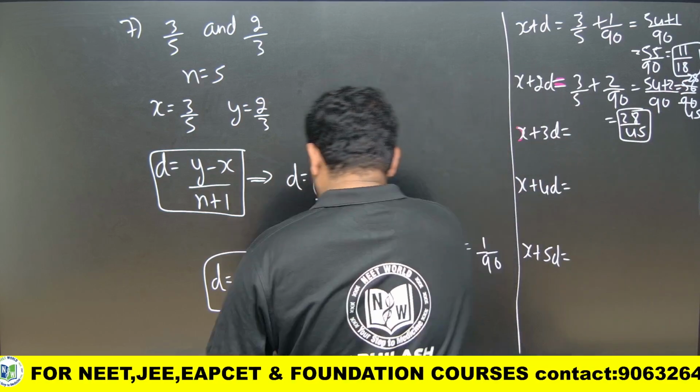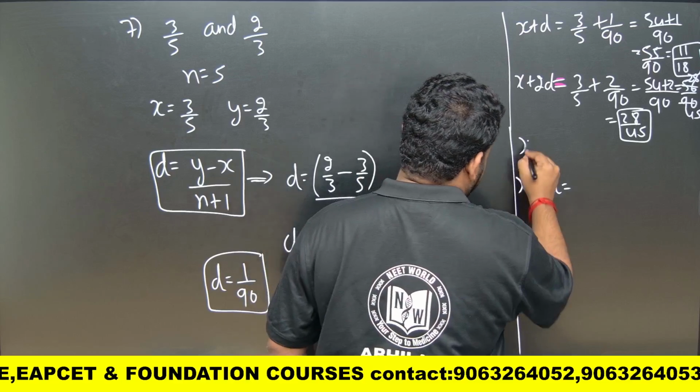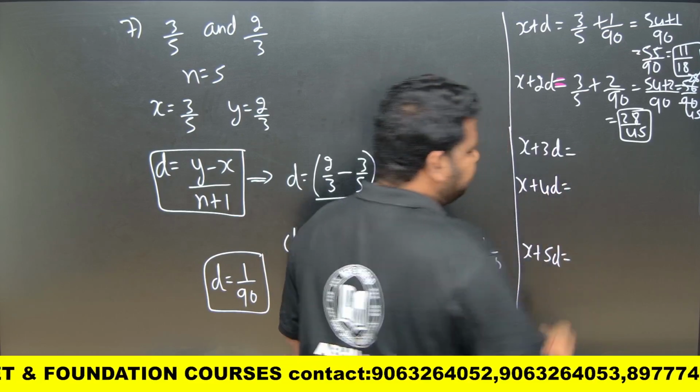Now, let me write this a little lower. X plus 3d. X is 3 by 5.